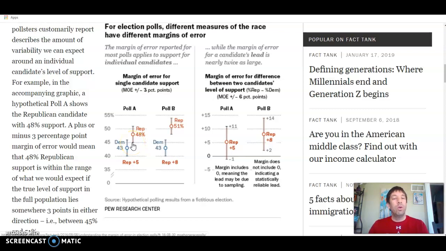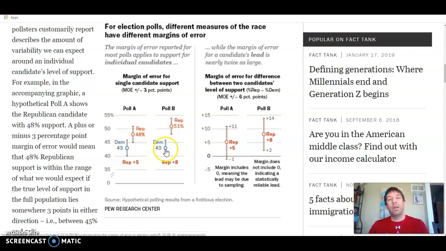What we notice here is that this is basically a confidence interval for each one, and the two confidence intervals overlap. So in this case, for poll A, we can't be certain that people prefer the Republican candidate to the Democratic candidate. It's possible with the margin of error that we actually have 46% of people supporting the Democratic candidate and only 45% of people supporting the Republican candidate.